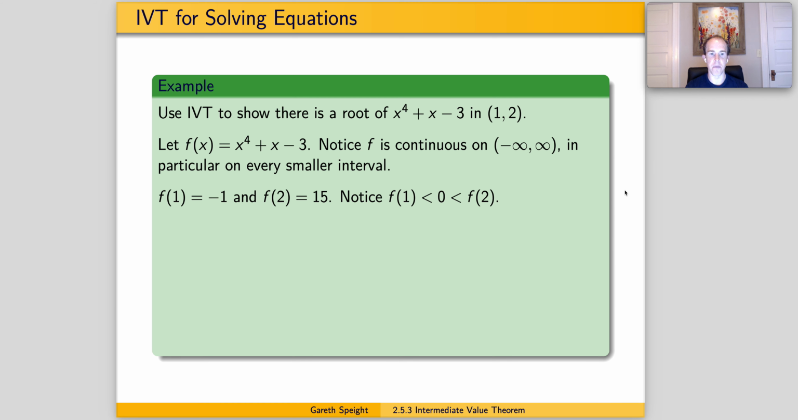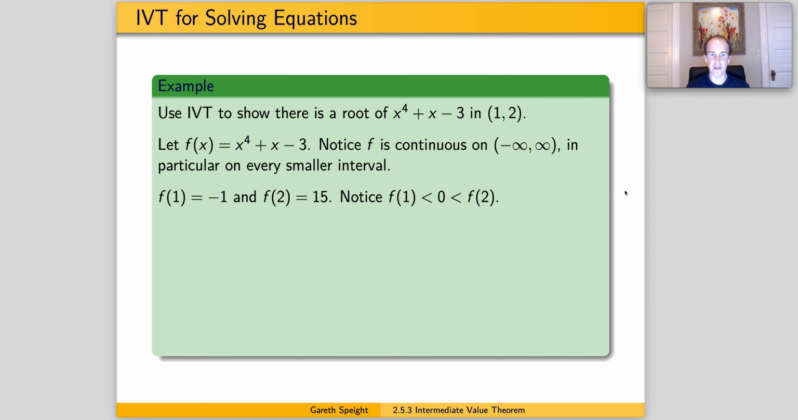Well, f of 1 is minus 1, and f of 2 is 15. You can check, or you can trust me, if you substitute, you get minus 1 and 15. Clearly they are different, so we can try to apply the intermediate value theorem. The intermediate value theorem will say that for any number between minus 1 and 15, for instance 0, we can pick 0 if we like, there is going to be a value of c between 1 and 2 where the function takes the value we chose.